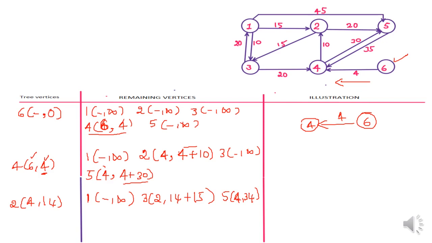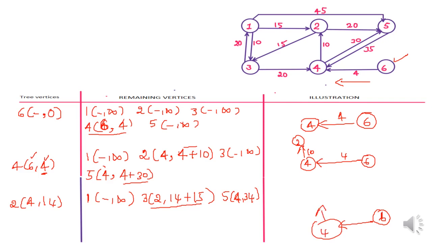Okay. So this is the distance. Earlier, for this, I had not written the illustration. Let me update. 6 to 4 it was, and then we got 2. So 2 goes like this, 2 and then 14. Now among this, which is minimum? 3 is giving the minimum vertex. So let us write 6, then 4, and then 2.